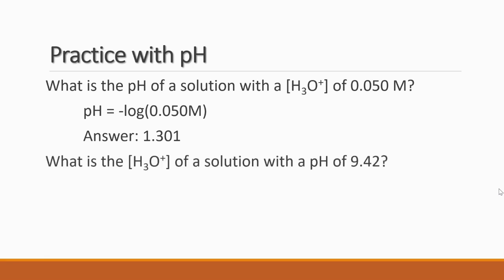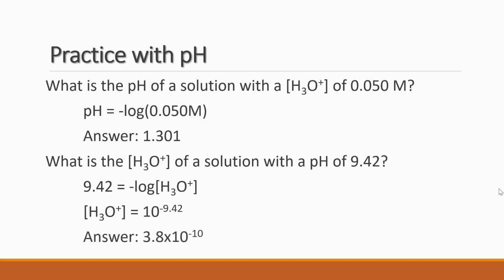Let's do the inverse. What if I give you the pH, 9.42, and we want to solve for the hydronium concentration? So we plug 9.42 in for the pH. We need to solve for the hydronium concentration, so we need to rearrange this equation. And so the concentration of hydronium equals 10 to the negative 9.42, because the opposite of log is antilog, which is 10 to the exponent. And when you do that, you get an answer of 3.8 times 10 to the negative 10. And there should be a molar on the end of that because it's a concentration. So 3.8 times 10 to the negative 10 molar.